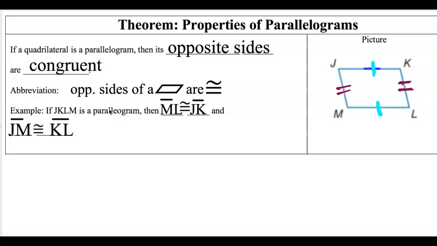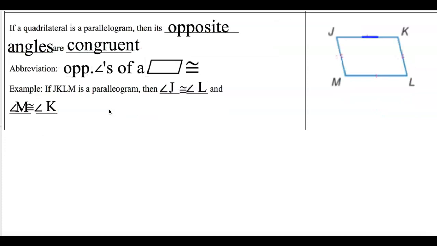So the abbreviation is opposite sides of, you just draw a little rectangle on the side and then you say congruent. So we could make a congruent statement. ML is congruent to JK and JM is congruent to JL. Similarly, like I spoke about earlier, the opposite angles will also be congruent. So this angle here will be congruent to that angle, and this angle here will be congruent to this angle.